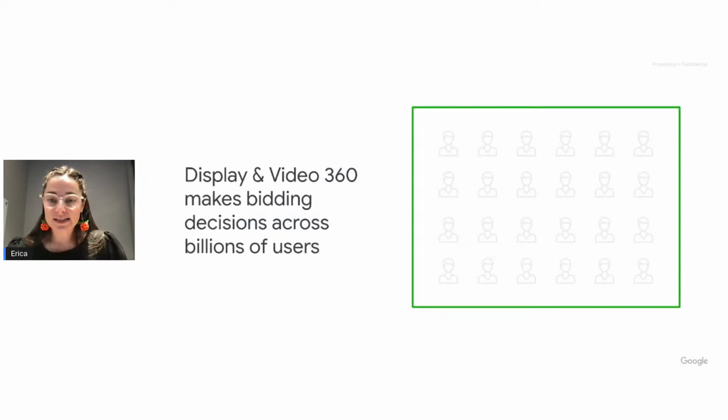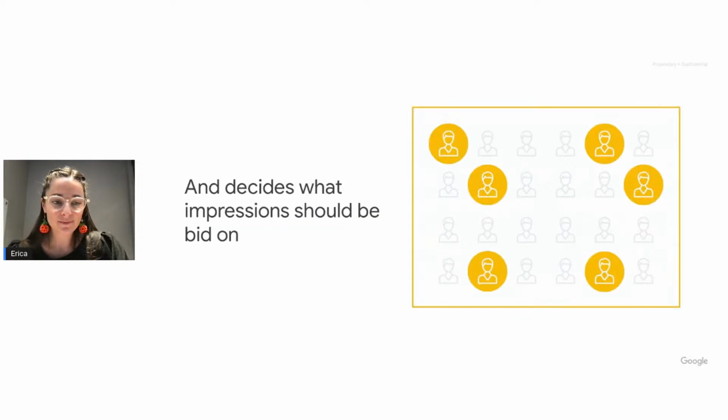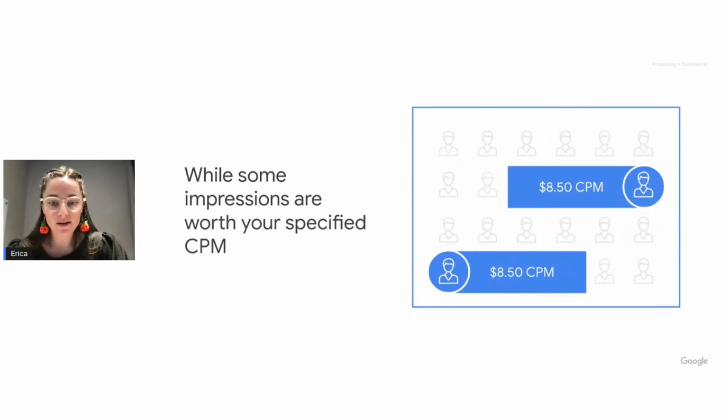So while DV360 is doing its thing and we're in the auction environment, DV360 is making bidding decisions across billions of users a day, which enables us to build a pretty decent level of intelligence on what's happening in those auction environments. So you have all of this intelligence right at your fingertips, which is great. And what auto bidding basically does is inform what different impressions should be bid on and what different impressions are worth based on the targeting criteria that you've put in the DSP.